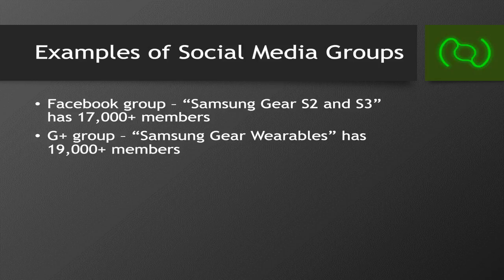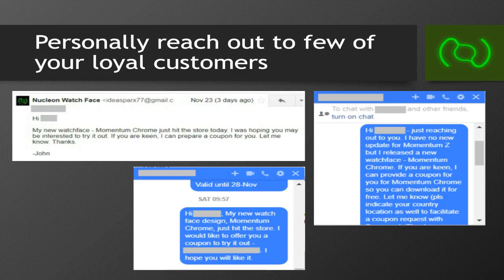So I personally reach out to a few of my loyal customers. So here are some examples on how I reach out to them. I reach out to them via email or a chat in social media, Facebook or Google+. So if I have any upcoming watch face, for example, in this case, Momentum Chrome, I am offering them free coupons so they can try it out, get some feedback, what can be improved and so on. I do encourage them also, if they liked it, to go to the App Store and leave a positive rating about my watch face.